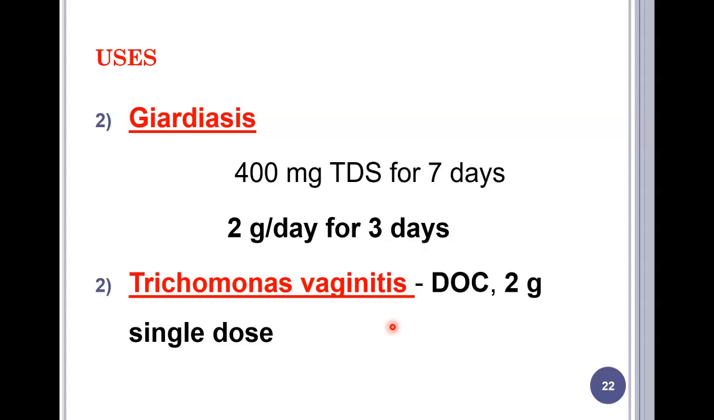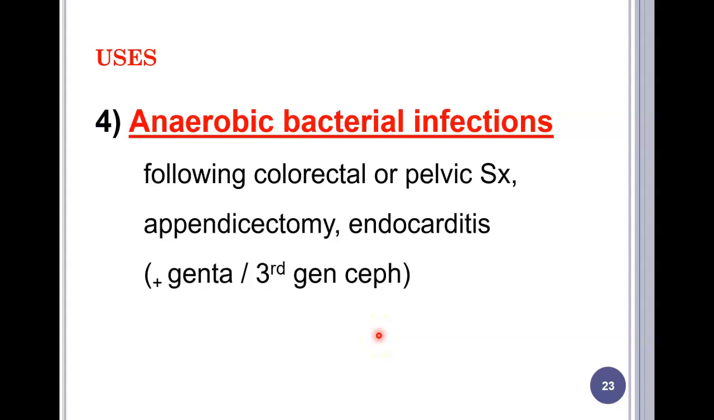The second use is giardiasis. 400 mg thrice daily for 7 days, or an alternative regimen is 2 gram per day for 3 days. For trichomonas vaginitis, it is the drug of choice. A 2 gram single dose is effective. For anaerobic bacterial infection following colorectal or pelvic surgery, appendicectomy, or endocarditis, metronidazole can be given in combination with gentamicin or a third generation cephalosporin.